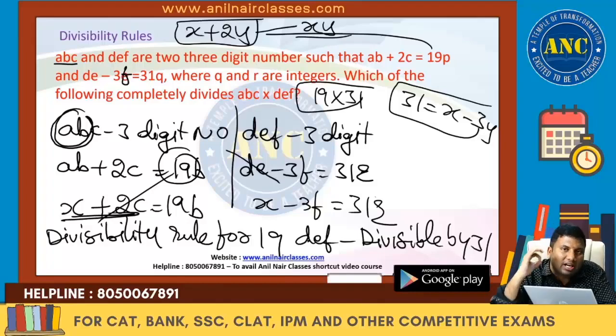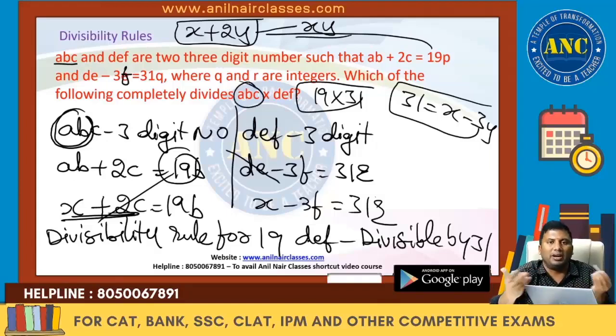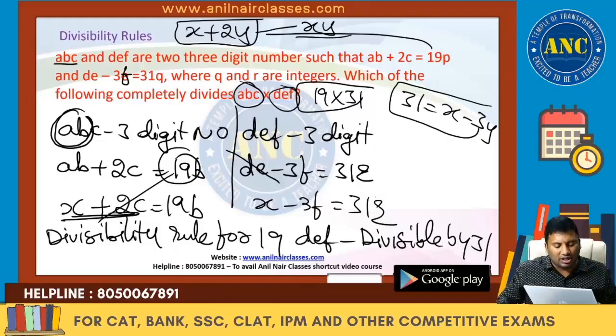A student who is watching the video must have understood. 19 is nothing but A plus 2B. 31 is nothing but A minus 3B. That is what he gave in the question. So ABC should be divisible by 19, DEF should be divisible by 31. 19 into 31. Are you all with me? Whatever answer you get, that itself is the answer.